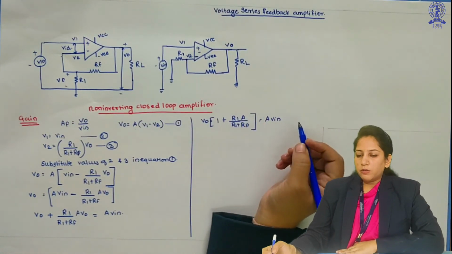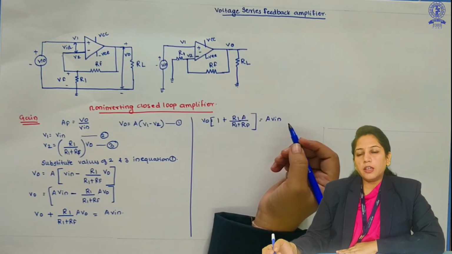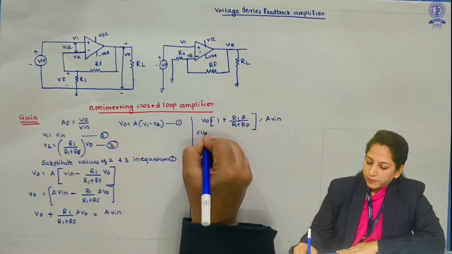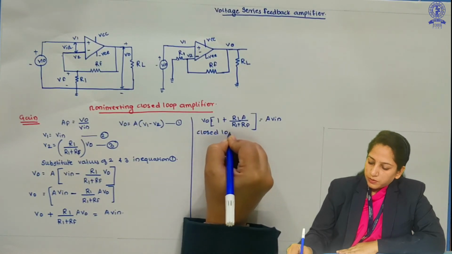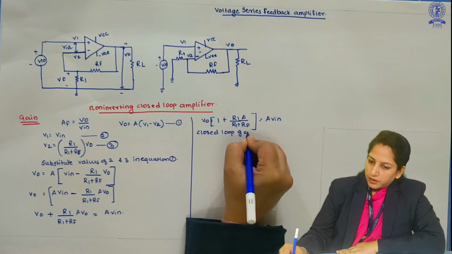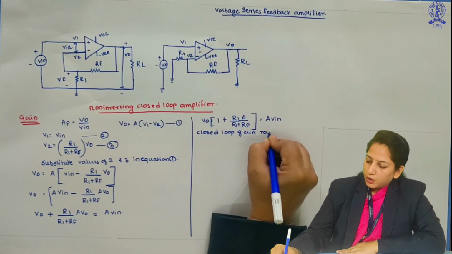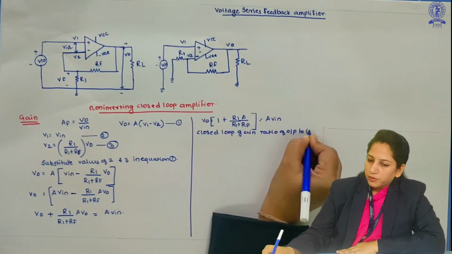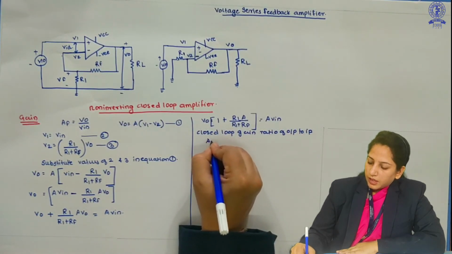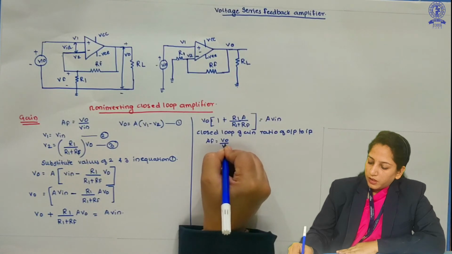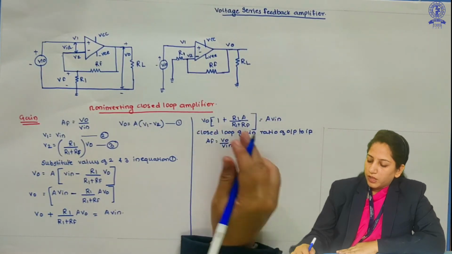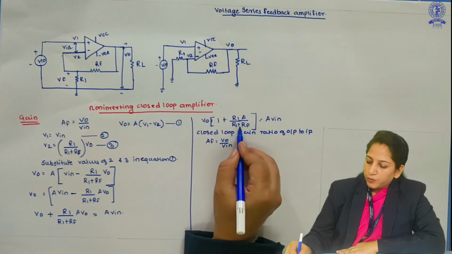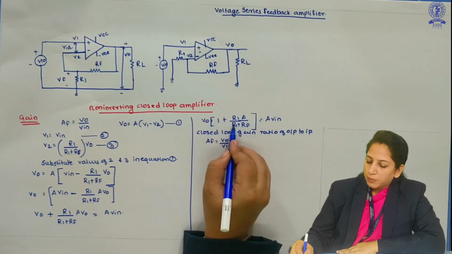Okay. So now we know that closed loop gain is given by the formula output by input. Closed loop gain is defined as the ratio of output to input. So it will give AF is equal to V0 upon V in. So here I will shift this V in and I will shift this whole term to this side. But first of all, before shifting, I will just simplify this.